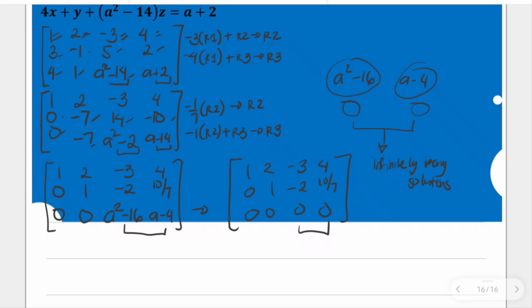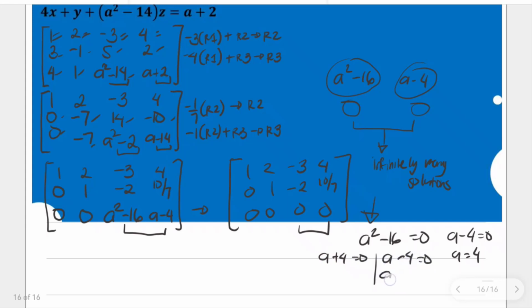So when can these two be equal to 0? Let's try to compute this one here. For infinitely many solutions, a squared minus 16 must be 0, and a minus 4 must be equal to 0. So a can be 4, and here I have two results: a plus 4 equal to 0, a minus 4 is equal to 0. You have two possible values for a, negative 4 and positive 4.